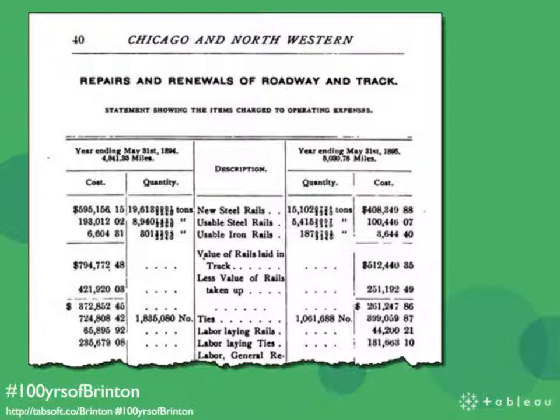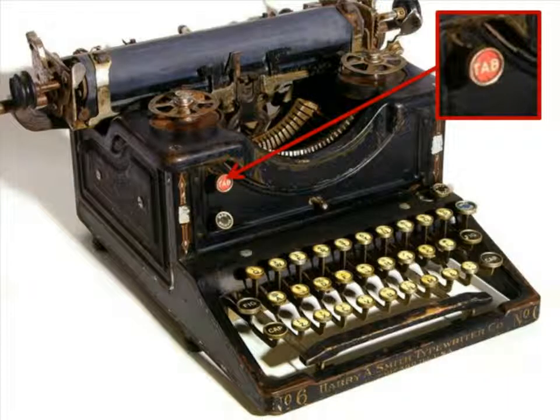In the late 19th century, companies had started using tables to communicate data. This is a table of data from the railroads. They were the pioneers of tabulated data. It seemed like a revolution at the time. And typewriter companies had the revolution of saying, let's put a tab key onto a typewriter.